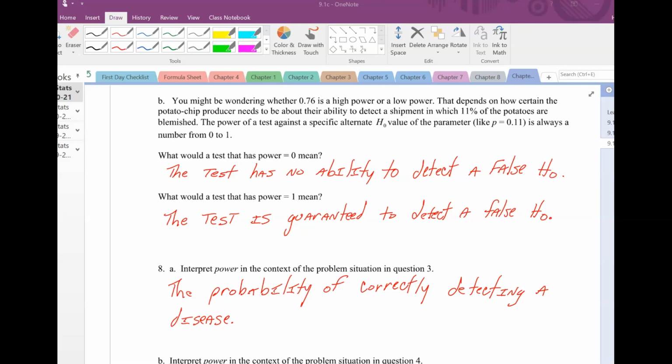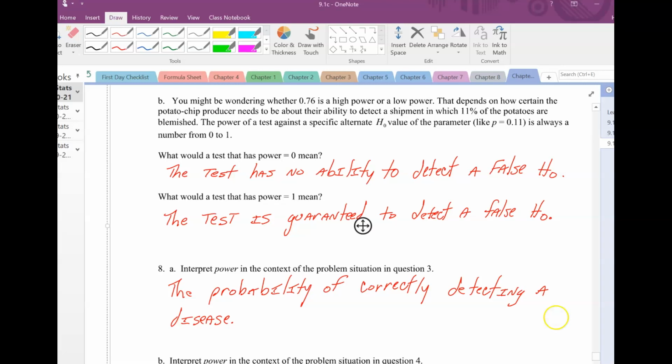So if we're going to interpret the power in those other two examples that we had, the example of medical testing and the example of the criminal justice system. Interpret power in the context of the problem given in the medical testing. This is the probability of correctly detecting a disease. Seems fairly important, right? The power of the test is how likely it is to pick up on the fact that someone does have a disease and they're not healthy.